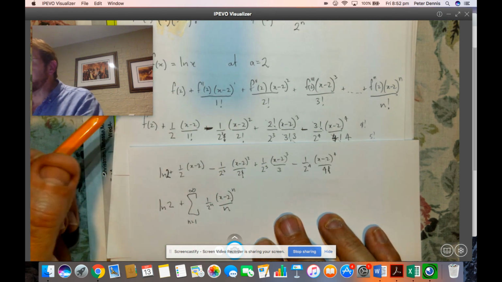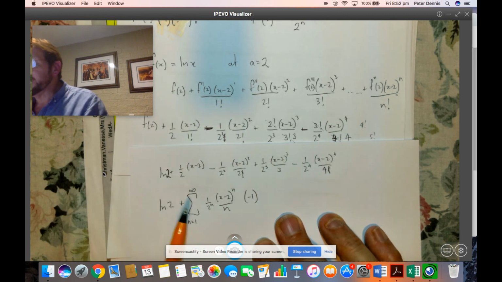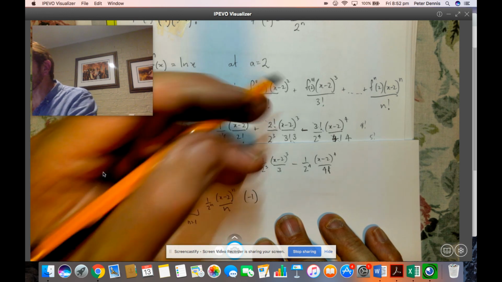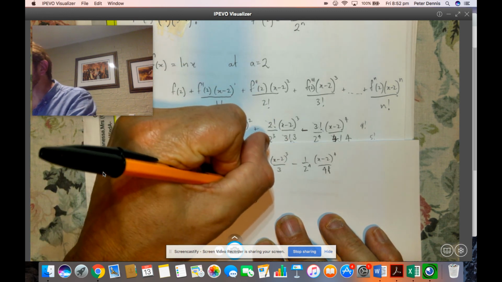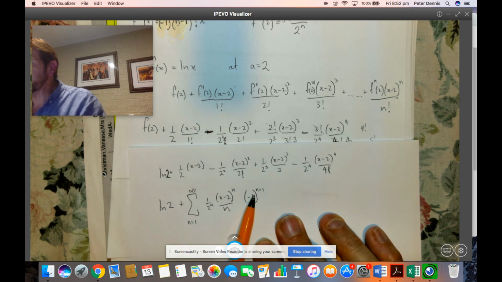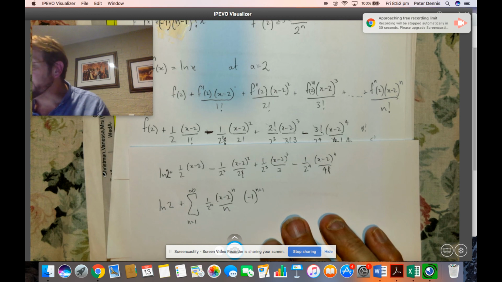Now all we've got to get is the negative in the right spot, minus 1. So the first term is positive, the second term is negative. So this must be n plus 1. To get the first term to be positive, here we've got 1 plus 1 is 2, and minus 1 squared is plus 1. So that's how we get a positive for that first one. Okay, hopefully that makes sense.